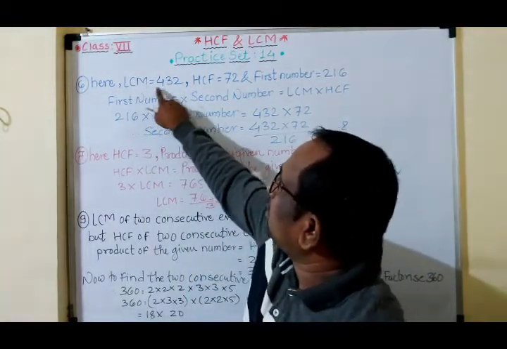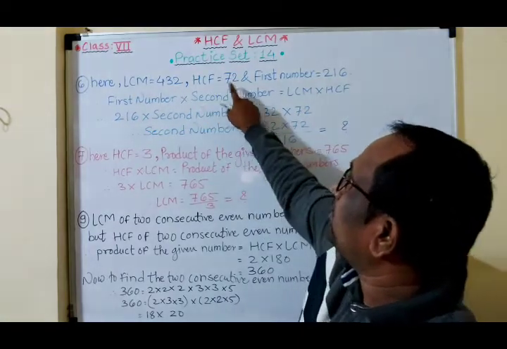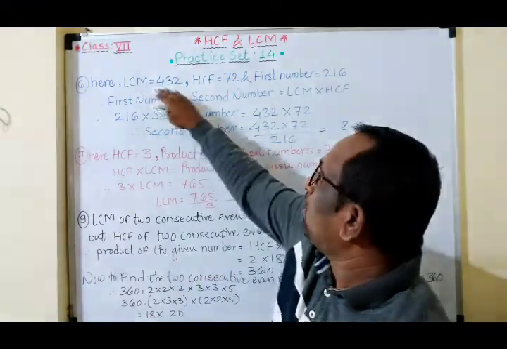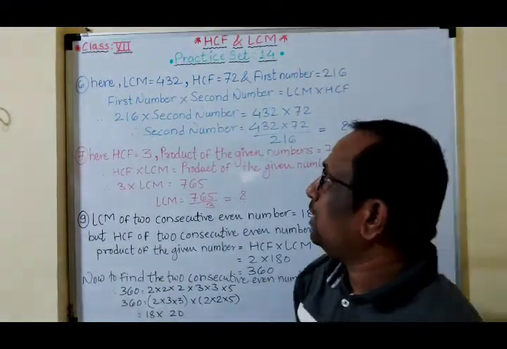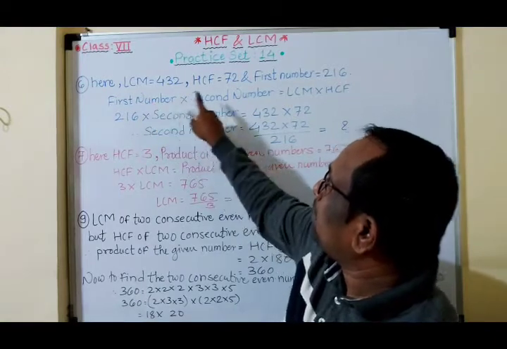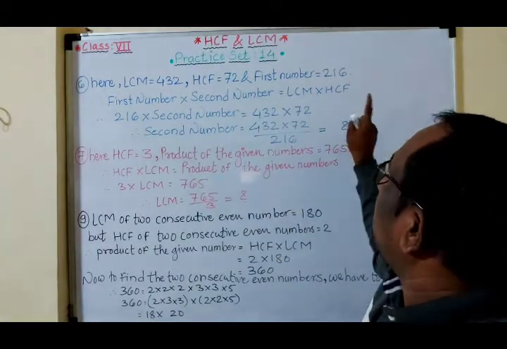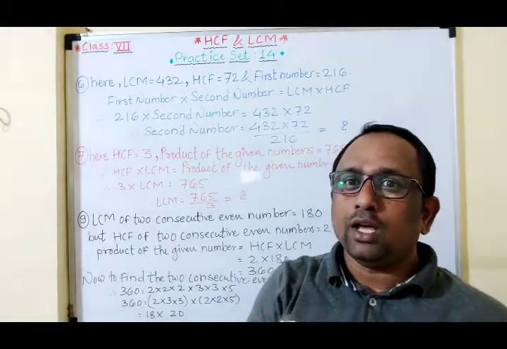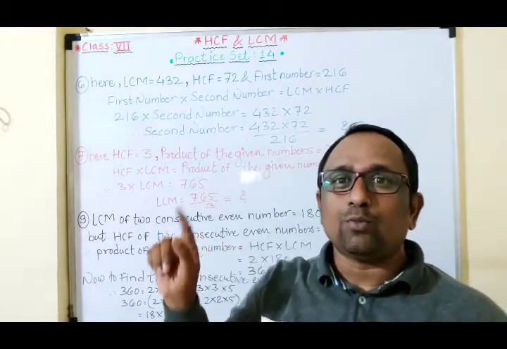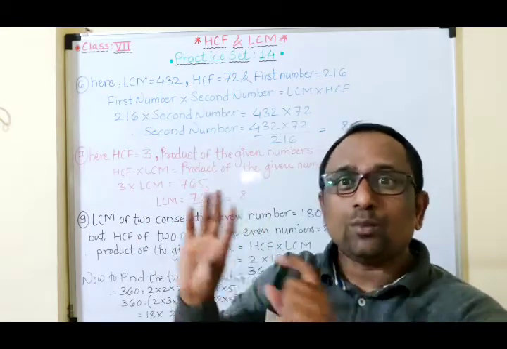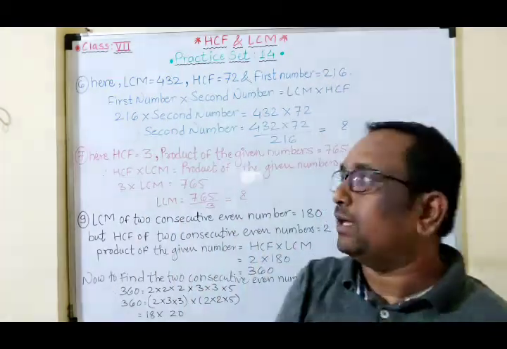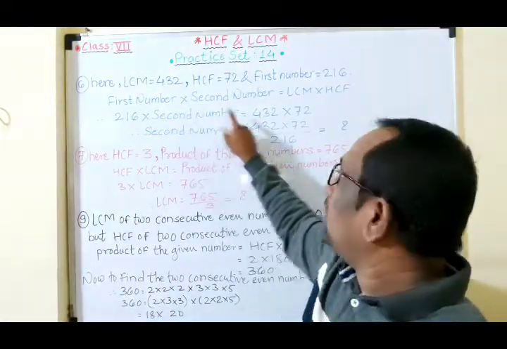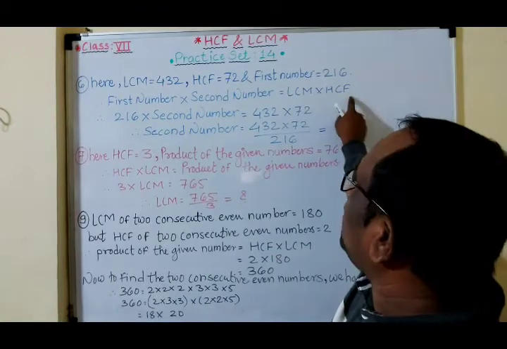Now look here student, what we got: LCM is equal to 432 and HCF is 72, and the first number they also gave, that is 216. The given things we first have to mention. Then the rule, LCM multiplied by HCF is equal to the product of the two numbers. This formula we have to apply here. The first number multiplied by the second number is equal to LCM multiplied by HCF.